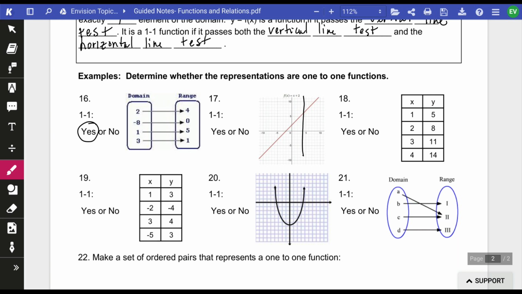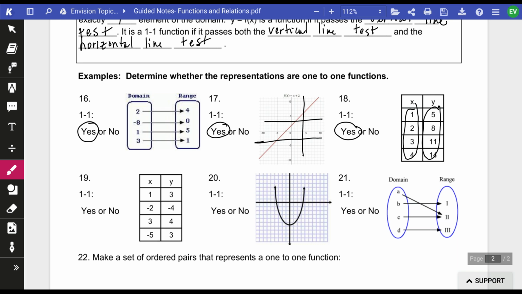The next one, number 17, do the vertical line test. Oop, passes the vertical line test. And the horizontal line test, it would pass the horizontal line test as well. Therefore, yes, it's one-to-one. If we look at number 18, all our x values are different. All of our y values are different. So yes, that one is one-to-one.